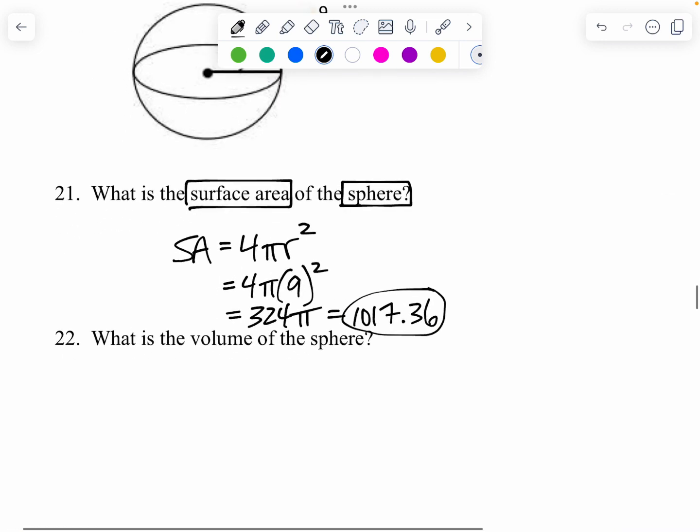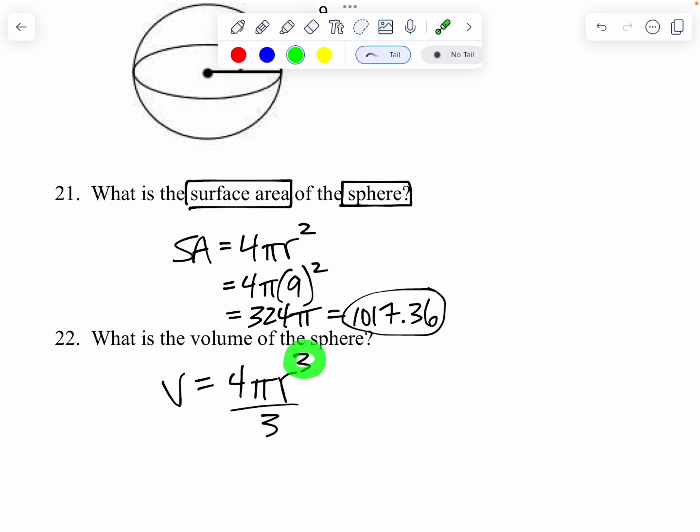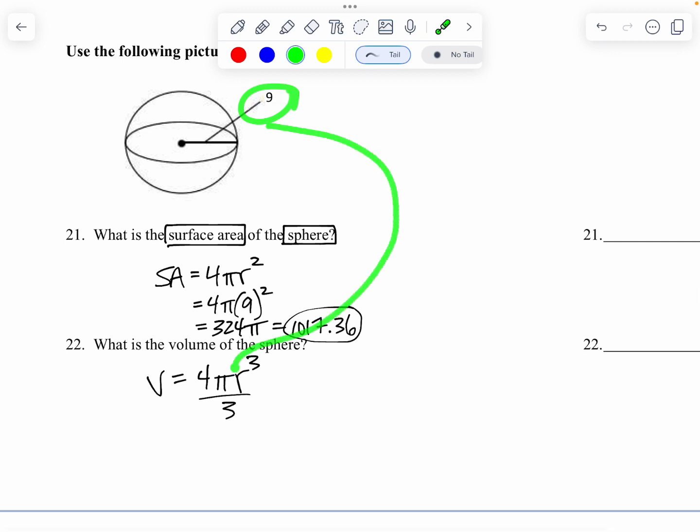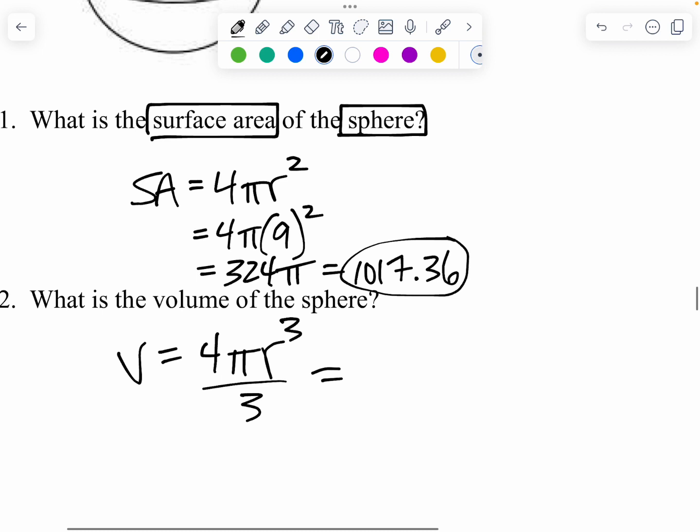For volume of a sphere, I have another formula. It's 4 pi r cubed divided by 3, and double check, triple check, make sure that you have a 3 there, which is different from the 2 that's in the surface area formula. But again, I'm still taking the 9, which is the radius, and plugging it in right here. So I'm going to put 4 pi 9 cubed divided by 3.